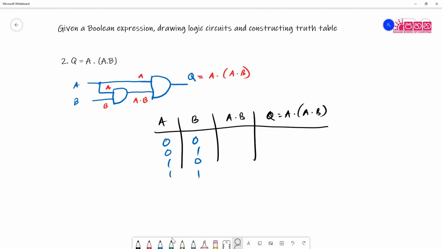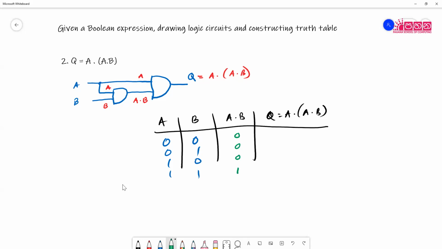Right. Now let's see. Here we have A, B, two inputs. So that's why we have 0 0, 0 1, 1 0, and 1 1. So this is Boolean multiplication. So when you multiply 0 0 you get 0, 0 1 is 0, 1 0 is 0, and only here will we get 1.